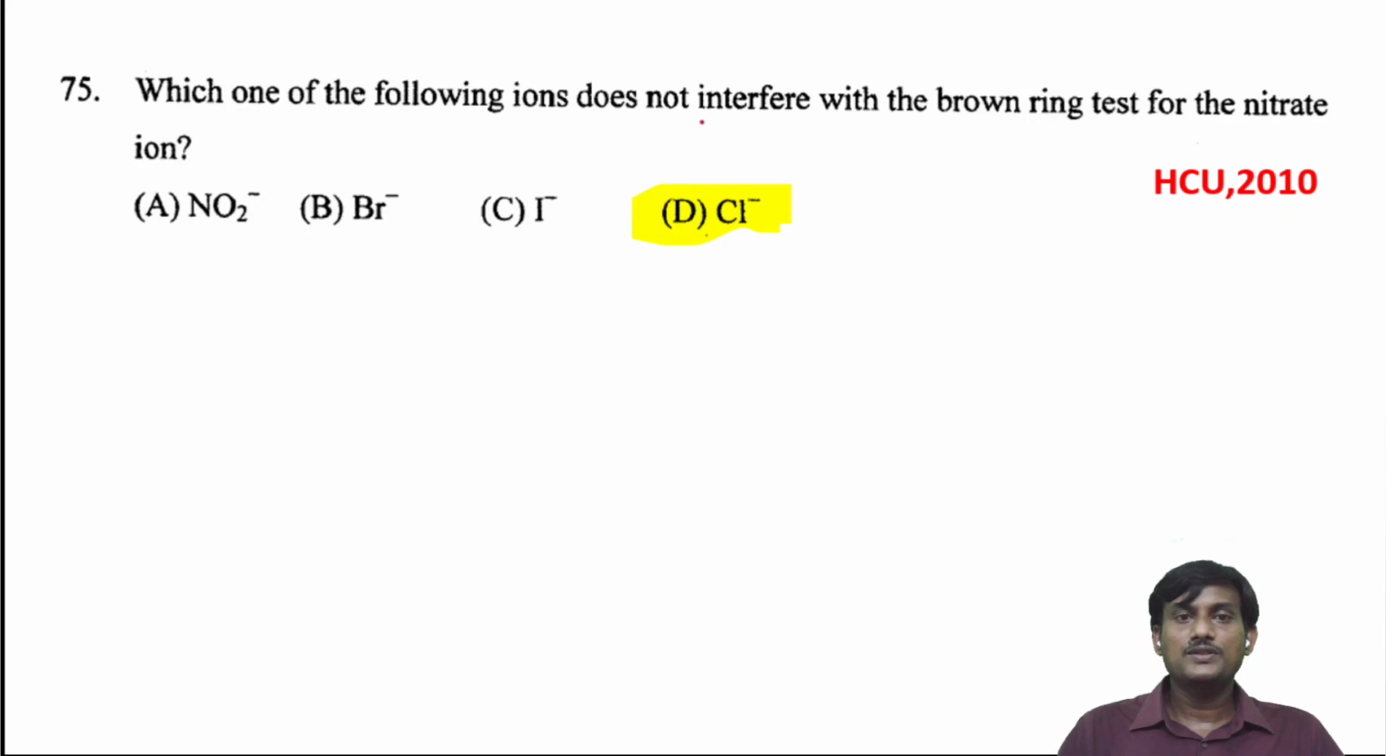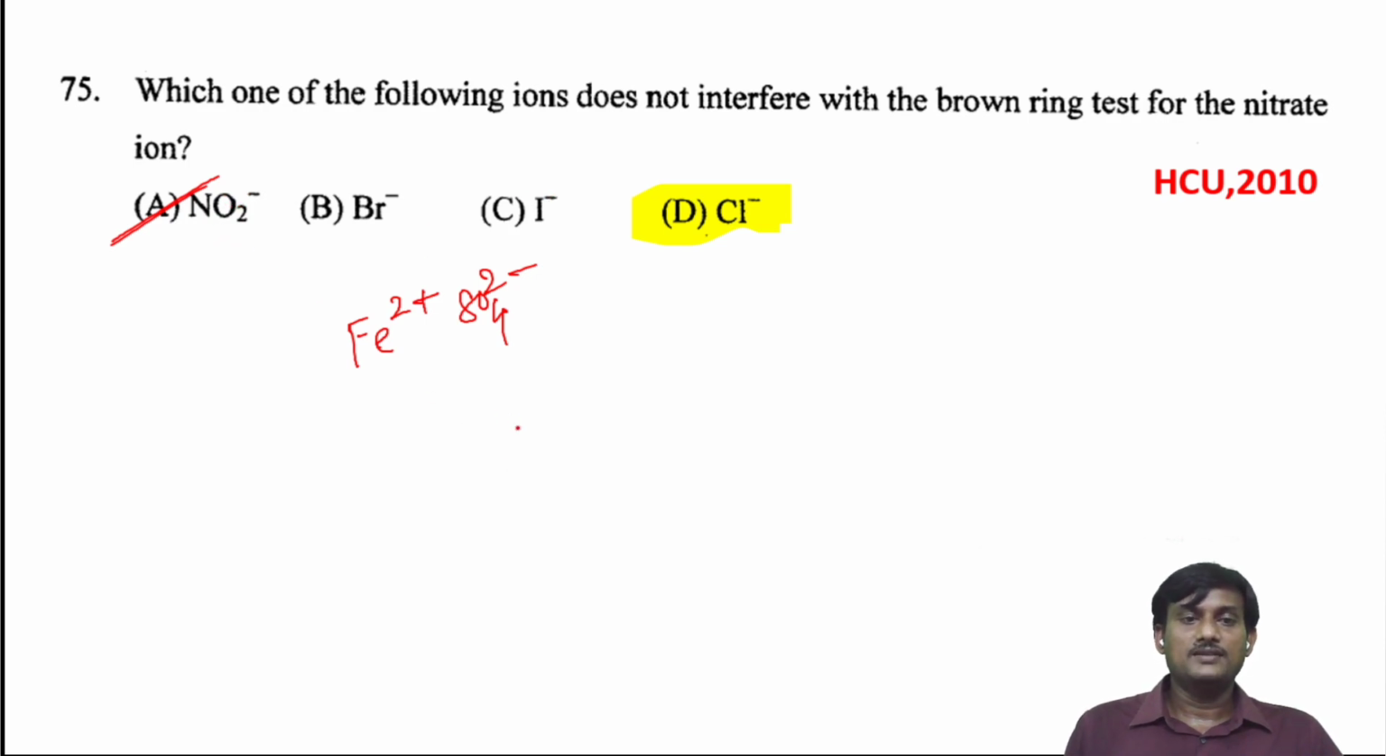Which one of the following ions does not interfere with the brown ring test for the nitrate ion? Okay, for the nitrate ion, in the brown ring test we use freshly prepared ferrous sulfate. This one contains Fe2 plus, SO4 2 minus. NO2 minus, the nitrite ion, also gives the brown ring test. So this one interferes with the brown ring test.